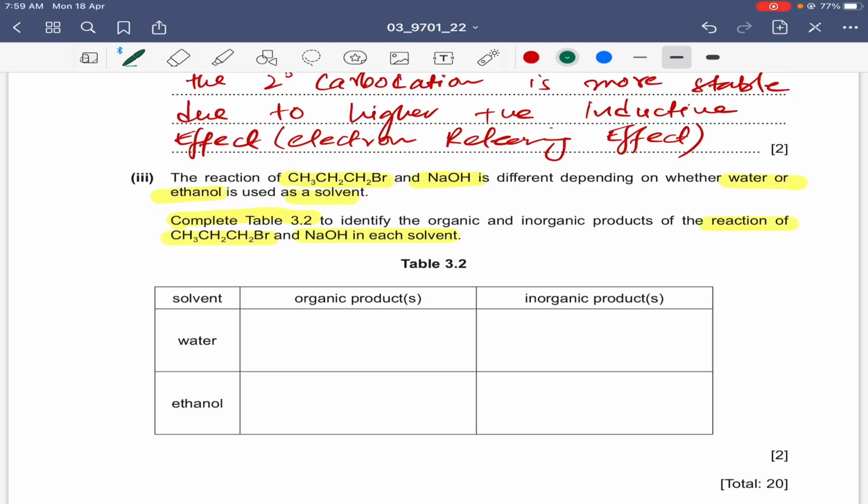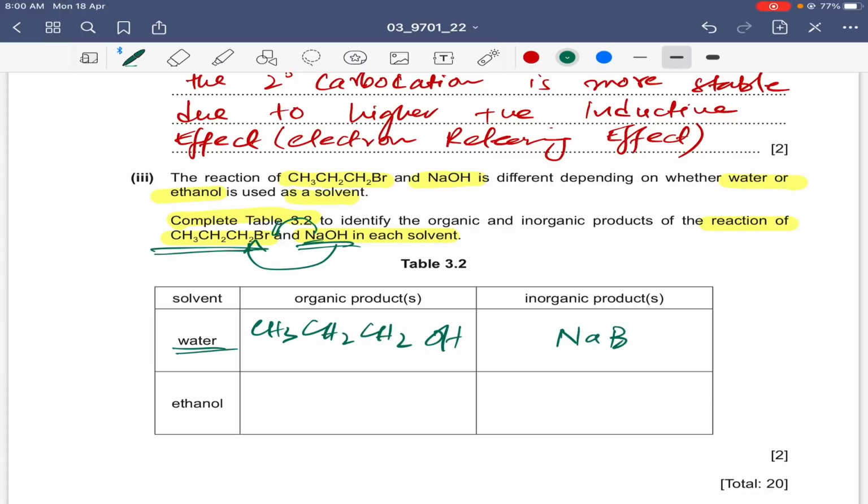So when CH3CH2CH2Br reacts with NaOH in water, this is a nucleophilic substitution reaction. So the organic product would be, OH will replace Br. So we get CH3CH2CH2OH, and the inorganic product would be this Na attached with Br. So we get NaBr.